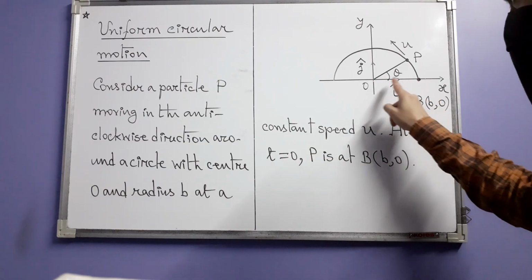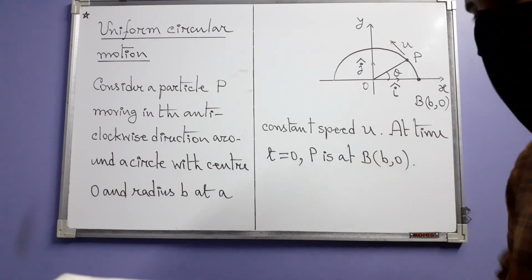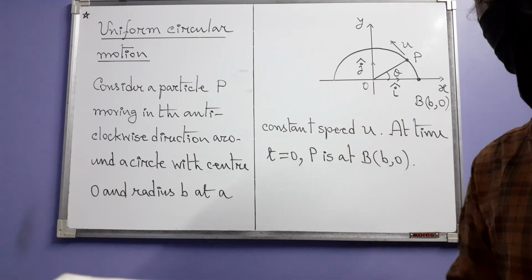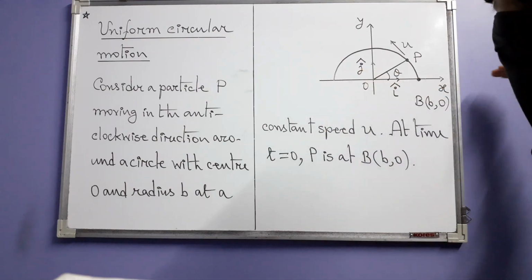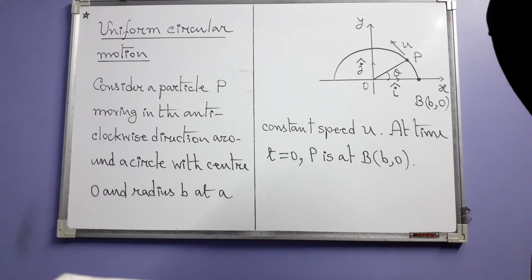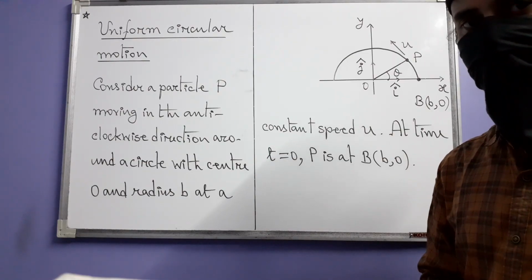Because the radius is b, this distance is b and this is the circle, whose center coincides with the origin of our coordinate system, which we have chosen to have some x-axis and y-axis which intersect at that point O, which is the center of the circle. Now the question is this, then what are the velocity and acceleration of the particle?